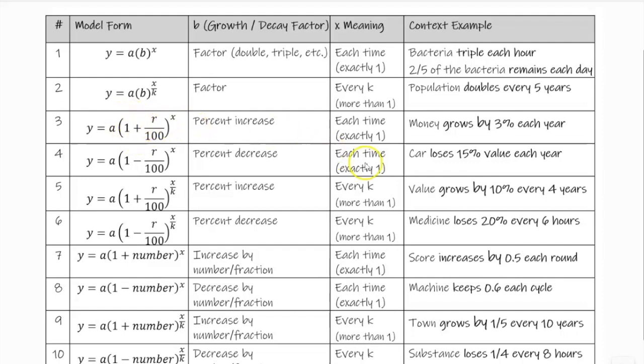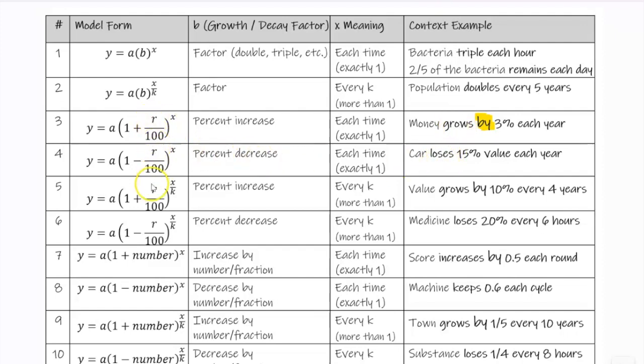grows by. Now that keyword, and I've made this a little bit bigger for you, is "by." I really want you to highlight the "by," because if it says grows to, it's different than grows by. Grows to means that's what's remaining. So we have to be very careful when reading these questions to make sure we're doing what it says. If it grows, if it gets bigger, it's 1 plus. If it gets smaller, it's 1 minus.